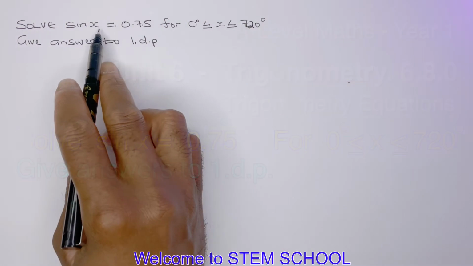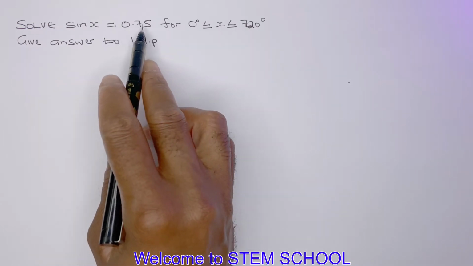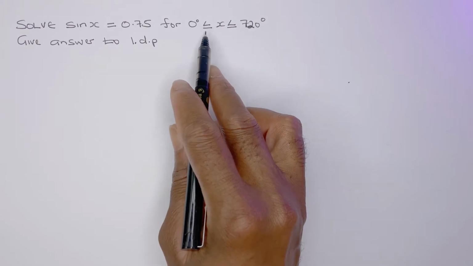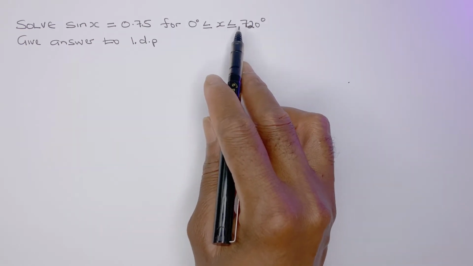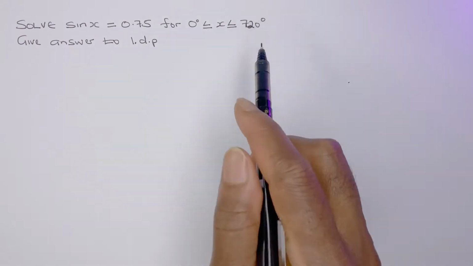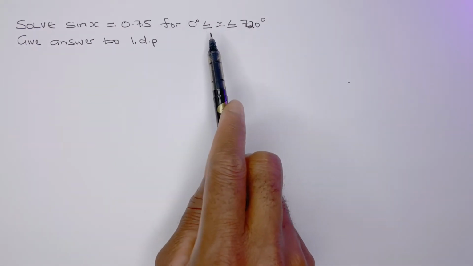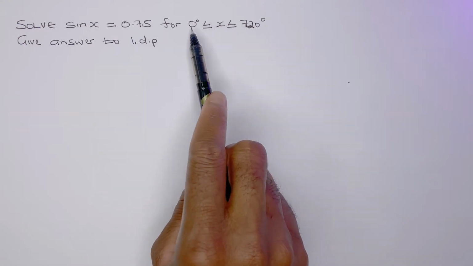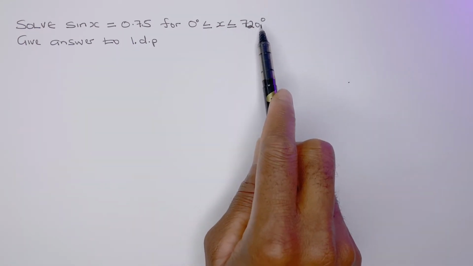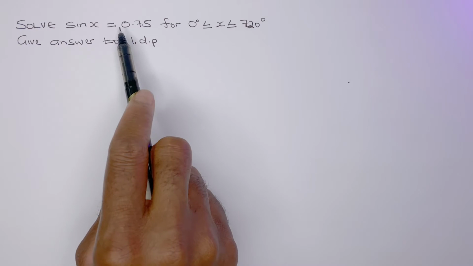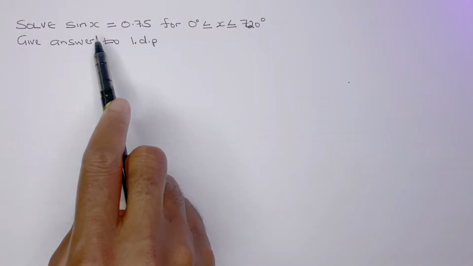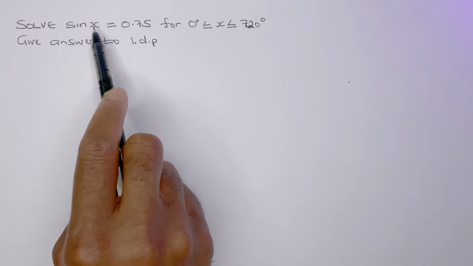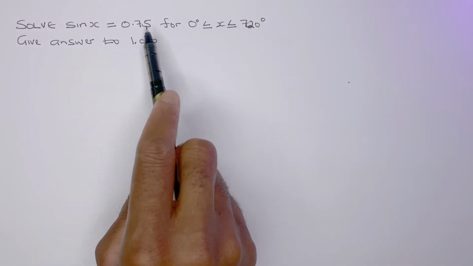Solve sine x equals 0.75 for the interval of 0 degrees less or equal to x less or equal to 720 degrees. That means we're looking for the value of x between these boundaries, 0 degrees and 720 degrees, that will equal 0.75 if we plug x into here. So if we put x in here, we do sine of x, we should get 0.75.